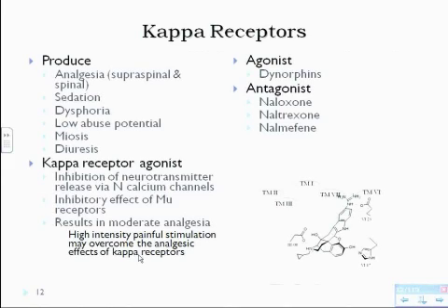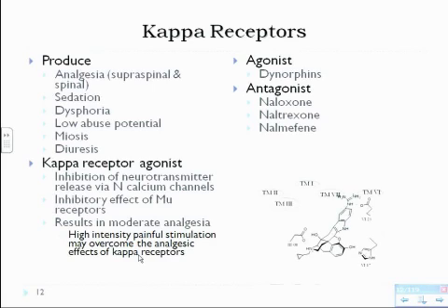It also has inhibitory effects on the mu receptors, so it's a cross-check. And it results in moderate analgesia, so high-intensity painful stimuli may actually overcome this kind of narcotic. And that's what you see with Demerol. Demerol is only really good for mild to moderate-severe pains, but it's not really for very severe pains. If you try to give people severe pains with meperidine, it won't cover it adequately.